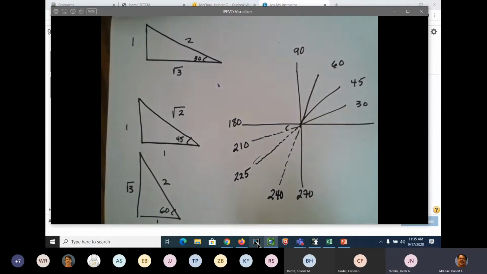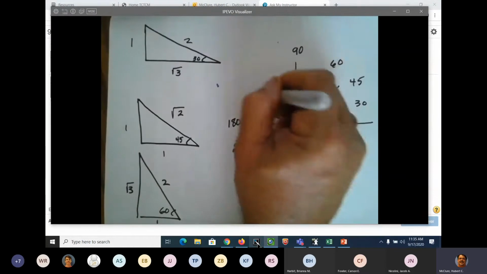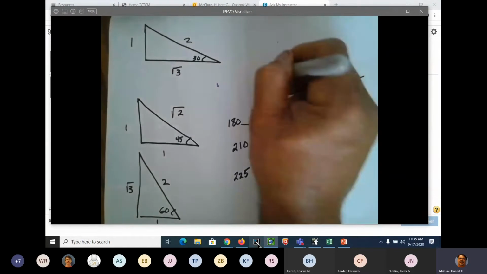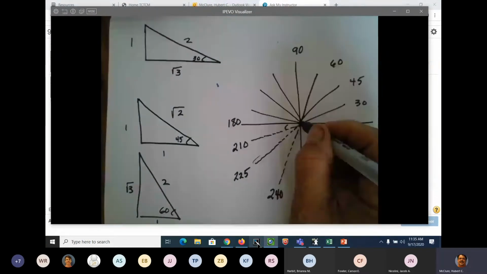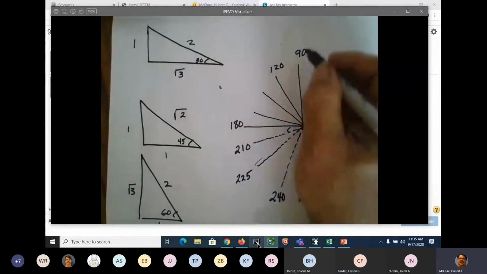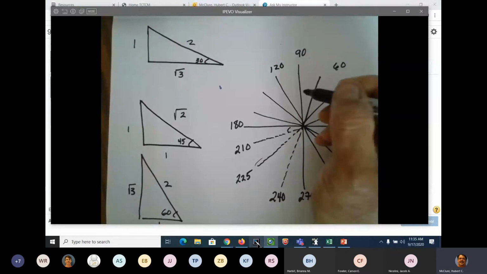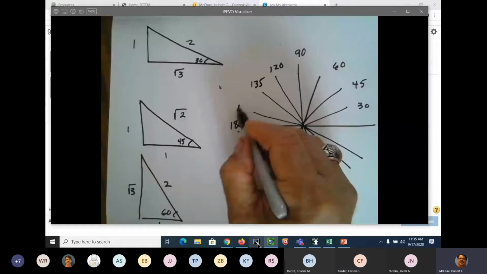Okay, now what, Hubert? Well, go over here and draw your 30-degree angle here, your 45-degree angle here, your 60-degree here, and then traverse them down here. What is 90 plus 30? 120. What's 90 plus 45? 135. And what's 180 minus 30? 150. It's a miracle.